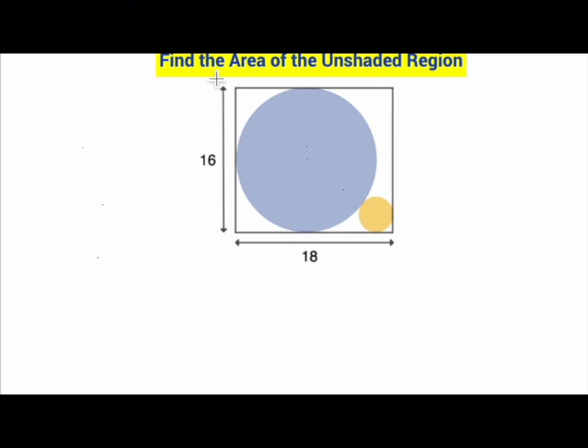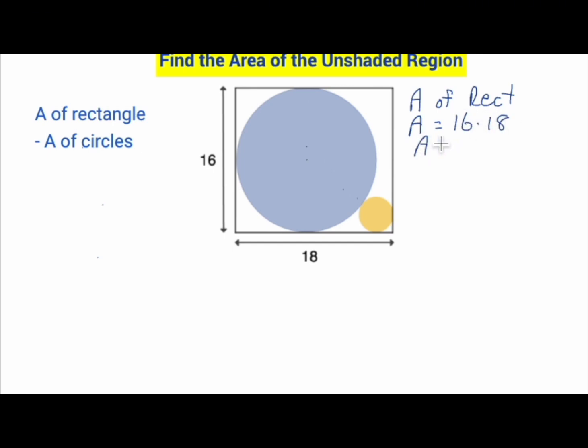Okay, let's go. For the area of the unshaded region type of problems, what I like to do is find the area of the large figure, in this case a rectangle, and then subtract away the combined area of the smaller figures. So it's going to be the area of the rectangle minus the area of the circles. This is the game plan. We're going to do the area of the rectangle first. Pretty straightforward. That's going to be 16 times 18, which is 288 units squared.